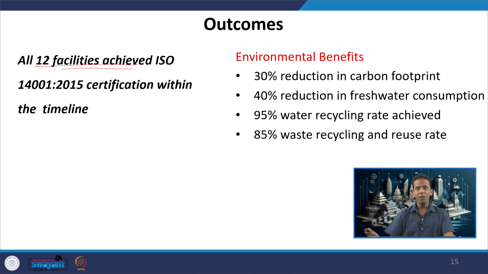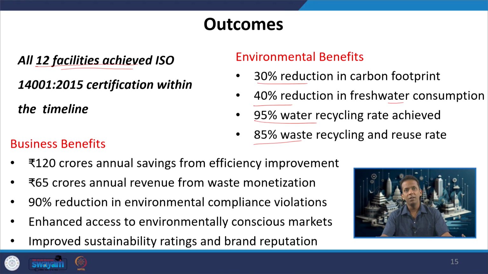On environmental benefits, they achieved a 30% reduction in carbon footprint, 40% reduction in fresh water consumption, 90 to 95% water recycling, and almost 85% waste recycling and reuse. Those were the environmental benefits, which led to further reduction in operating cost and increase in profits for the company. Then business benefits: almost 120 crore annual savings just from efficiency improvement.